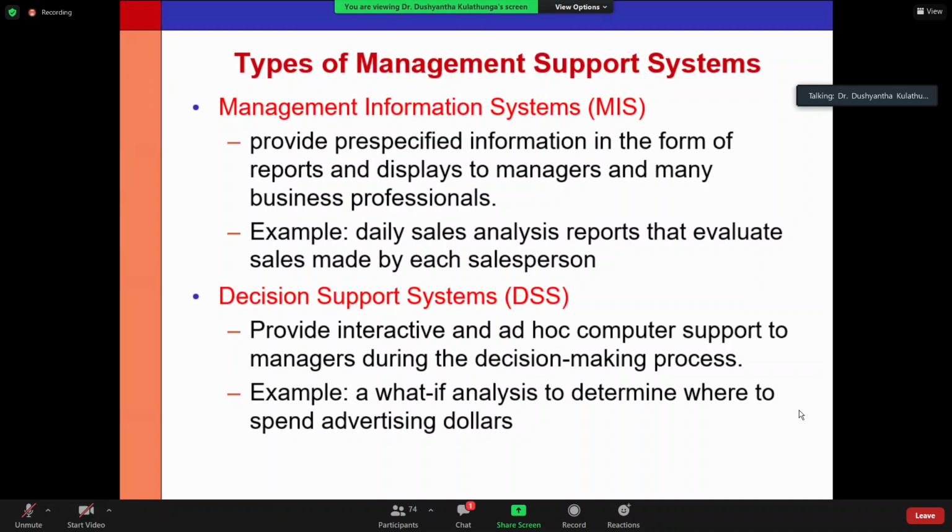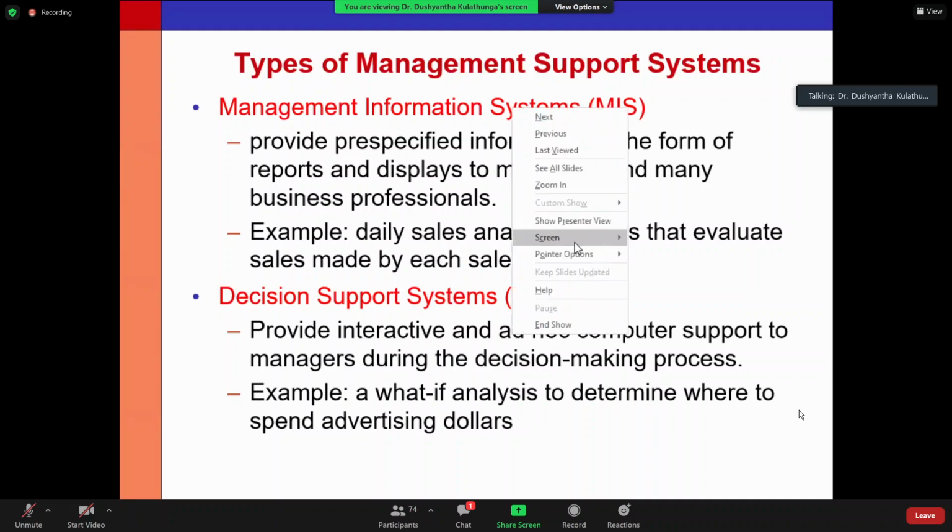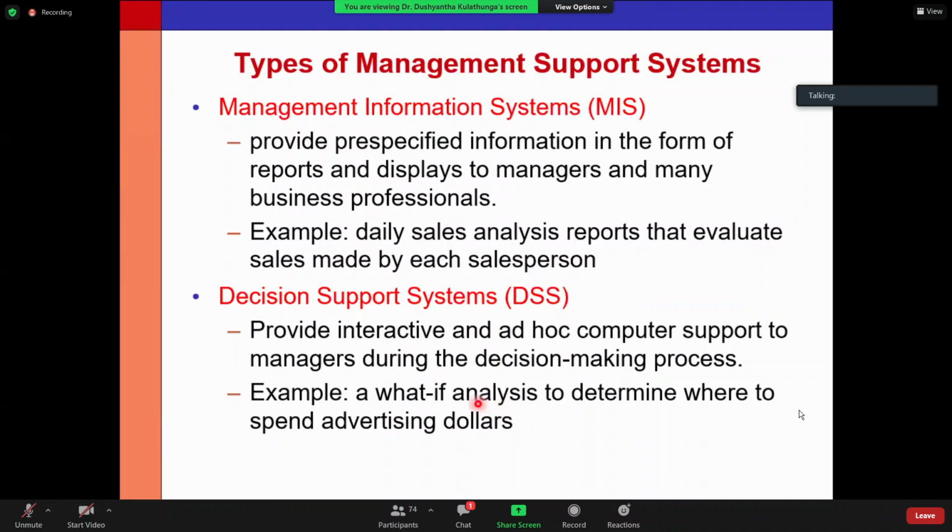So that sort of systems can also be utilized by the managers. So those systems will be interactive. You interact with the system and then you perform some analysis, and thereafter you generate some information which will help your decision making process. Okay.